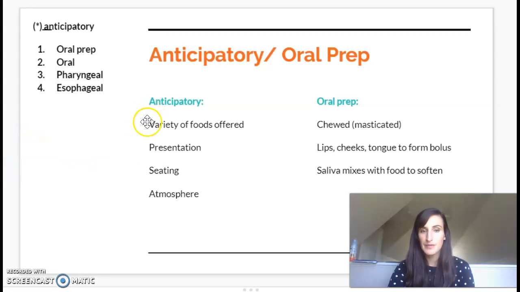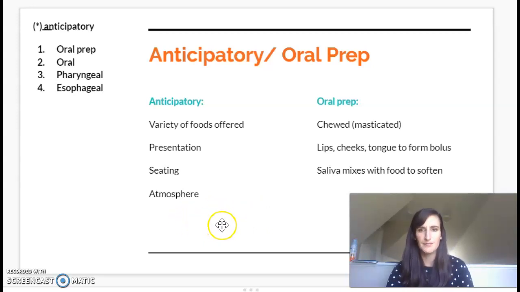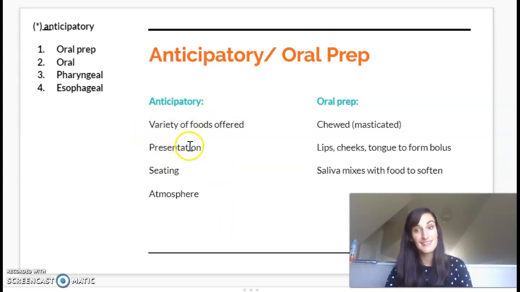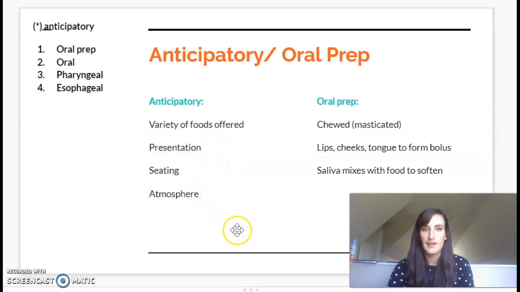But here, so the anticipatory phase includes the variety of foods that have been offered. Are these your preferred foods? Are they not? Are you serving me chocolate cake that I like, or are you serving me broccoli, which is not my favorite? Which actually, broccoli's okay. I'm trying to think of something really bad. Cabbage. Ooh. So the variety of foods being offered, the presentation, does it look great? The seating and just the whole atmosphere of how we're doing in our position. So those are things that are helping you with the anticipation of food.